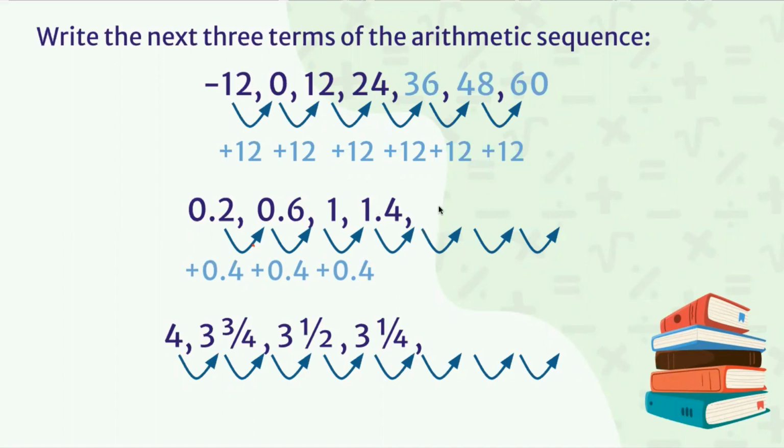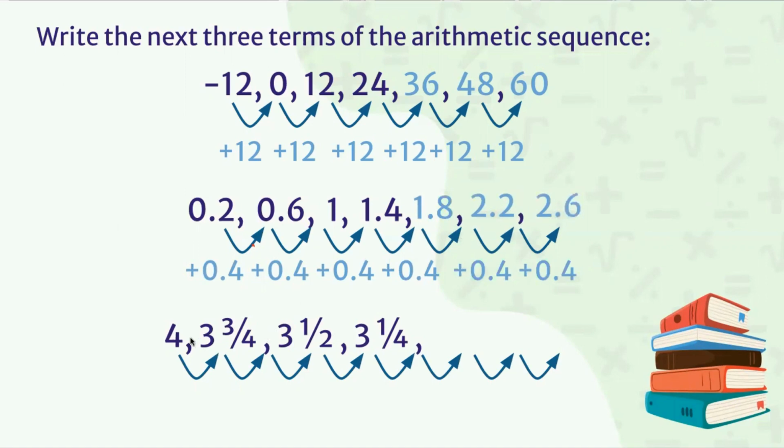So 1.4 plus 0.4 gives you 1.8. 1.8 plus 0.4 gives you 2.2. And 2.2 plus 0.4 will give you 2.6. And so there are your next three terms.